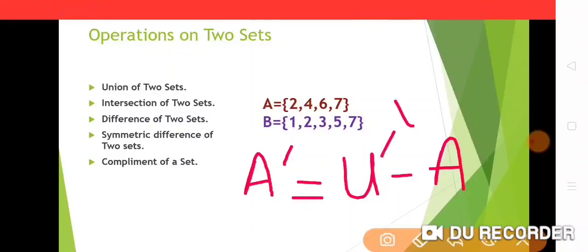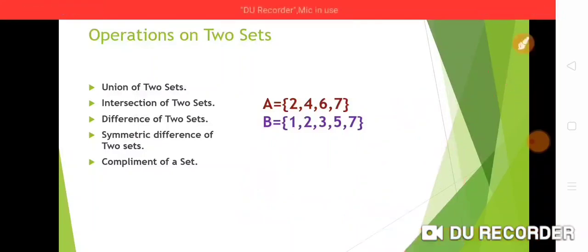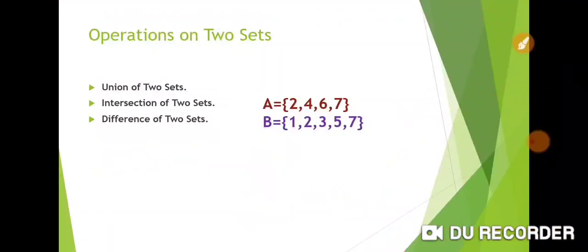Now what is U? U is the universal set. I just take the difference of the universal set and the A set. So what is the complement? The complement of set A is written like this, and we take it as U minus A, and it is the set containing those elements of U which are not in A. So let's move on.